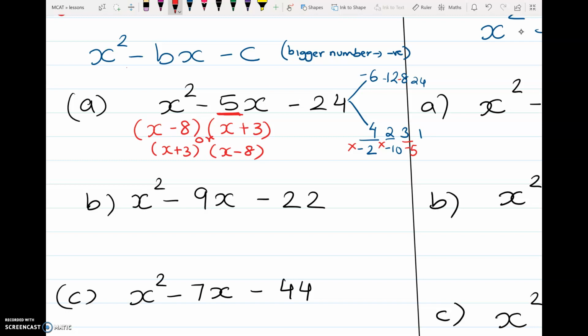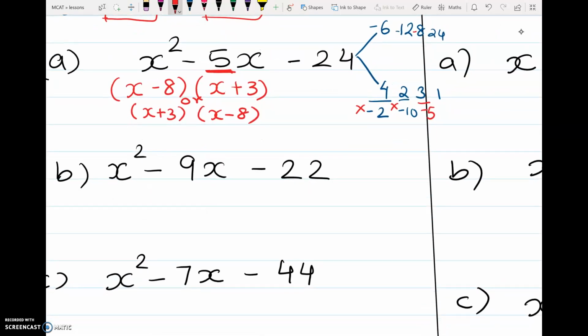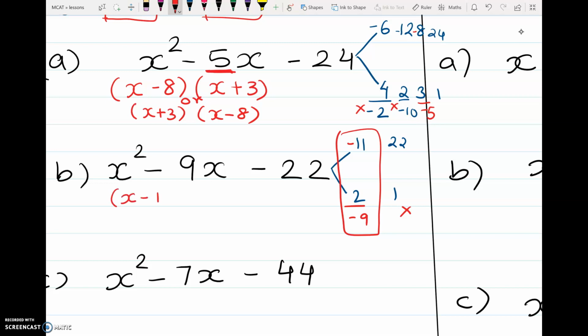So whenever you have negative b and negative c, out of the two factors, the bigger one will be negative. All right, let's look at the second one here. So the multiples can be in this case 11 and 2, and 22 and 1. So again, the bigger number will be negative. So negative 11 and positive 2 will give me negative 9. So I'm not even trying the other one. So these are my factors, negative 11 and positive 2. So your answer will be x take away 11, and x plus 2.